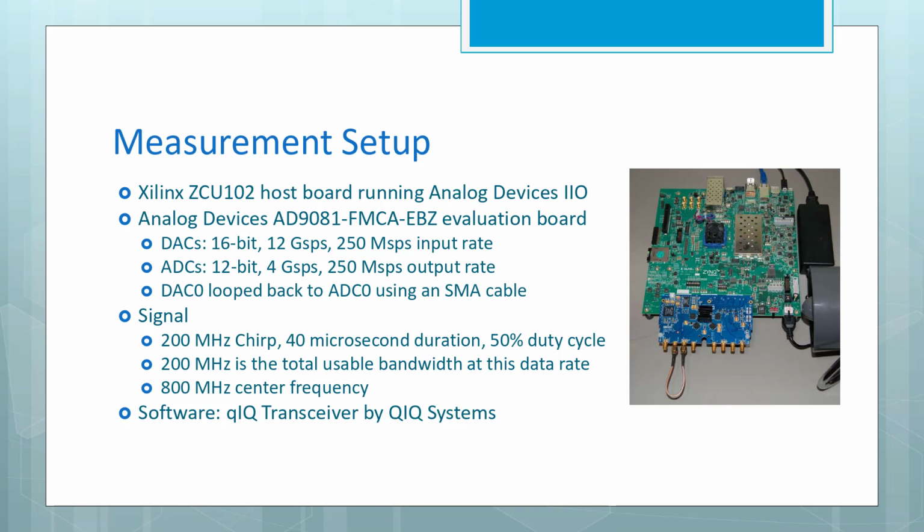For a signal, we're going to use a 200 megahertz chirp with a 40 microsecond duration and a 50% duty cycle. You'll see that when we get to running the software. Just want to make a note that 200 megahertz is the total usable bandwidth at this data rate. At a data rate of 250 megasamples per second, you usually get about 80% usable bandwidth out of the sample rate. We'll be working at an 800 megahertz center frequency, and for software we'll be using Quick Transceiver by Quick Systems.